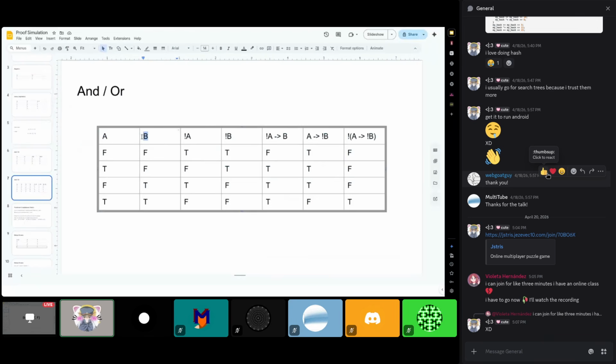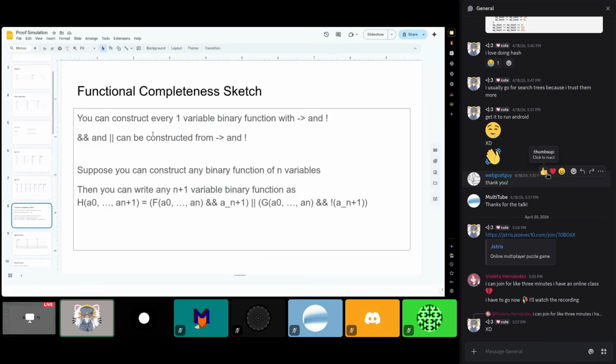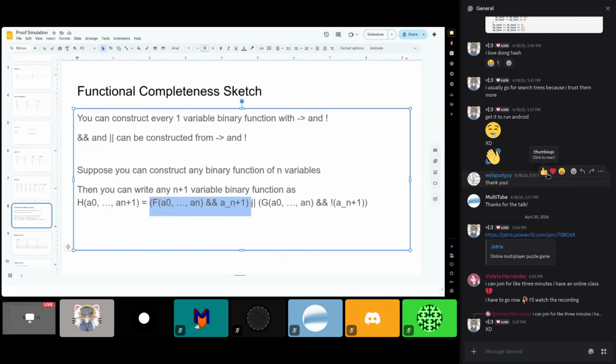So every single time you add a variable, you double the number of possible inputs to your function. Right? What this is saying is you can write any n plus one binary function as this case here, which is, for any assignment of a0 to an, if an plus one is true, then you get this side of the function, right? And if an plus one is false, you get this side of the function. So we're conditioning on an plus one, if that made any sense.